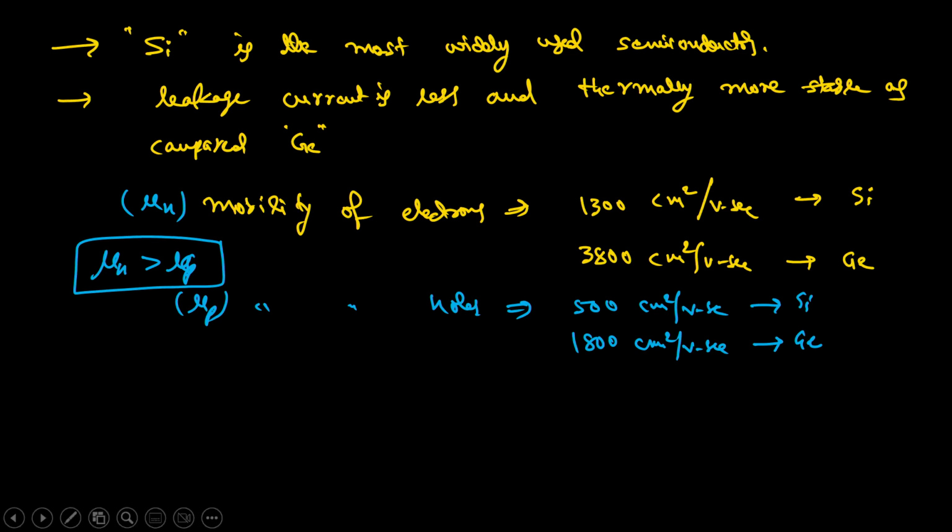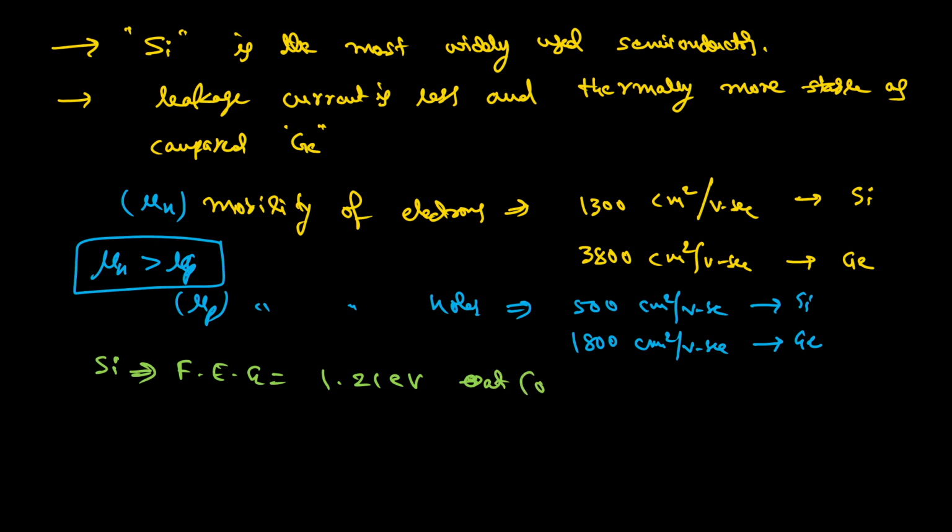Now coming to the forbidden energy gap. The forbidden energy gap of silicon is 1.21 electron volts at absolute temperature, that is at 0 kelvin, and this value becomes 1.1 electron volts at room temperature. Room temperature should be taken as 300 kelvin.